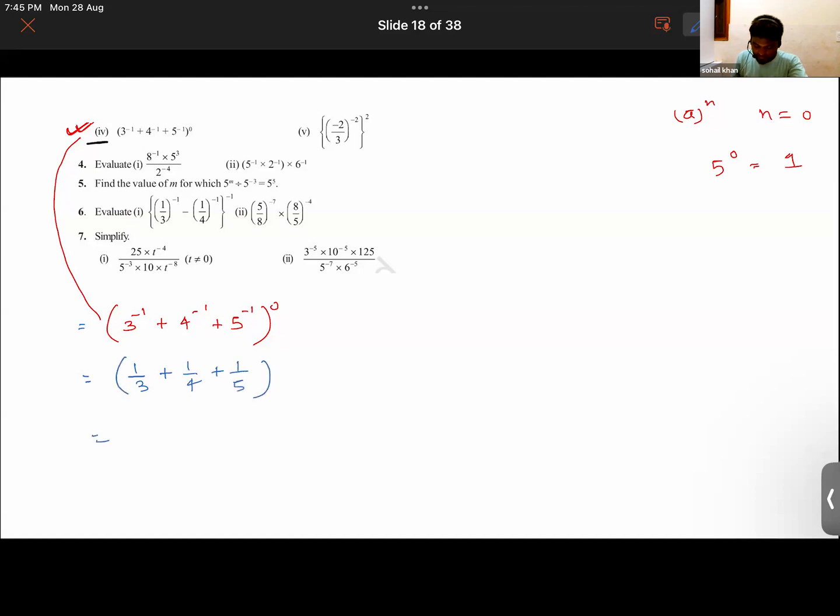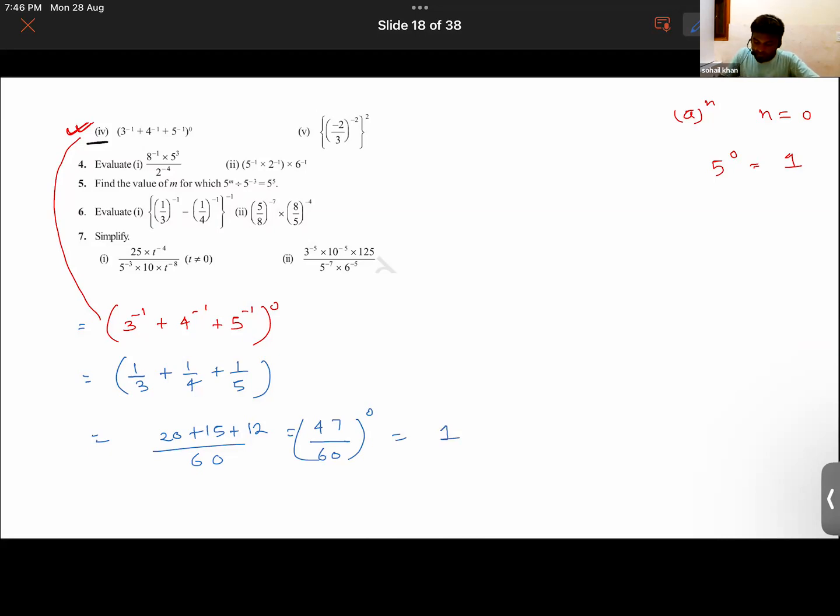Okay, so 1 upon 4 plus 1 upon 5. So the LCM you will be getting is 60, right? So 20 plus 15 plus 12 here, right? So you get here 47 upon 60 raised to the power 0. Obviously, it's going to be 1. Very good.